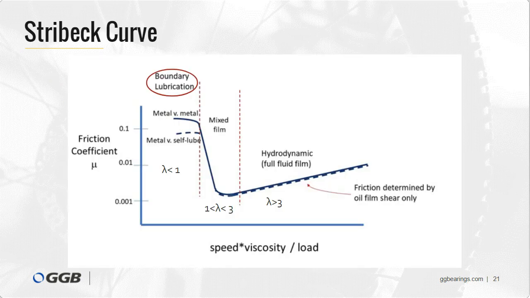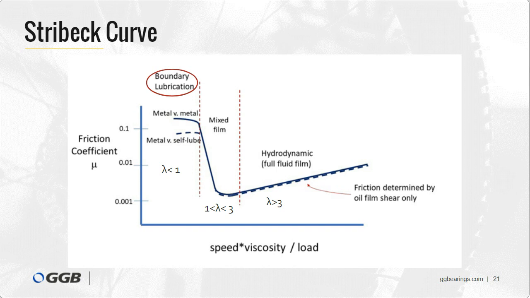So this is a Stribeck curve. John's going to talk a lot more about this. Right now we're going to talk about the boundary lubrication, the section on the left. And what we show is two curves superimposed over each other, where if you only look in boundary lubrication, you see metal sliding on metal. Again, you have contact versus metal against the self-lube material, like a polymer or like a PTFE bearing.